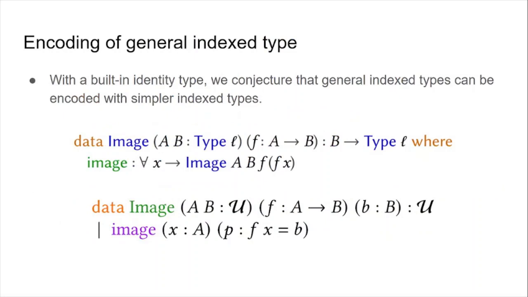There are other index types, but we conjecture that all general index types can be encoded as a simpler index type and the built-in identity type. Here is an example taken from Jesper Cockx's paper and its encoded version. Note that the equal sign is the name of the identity type.